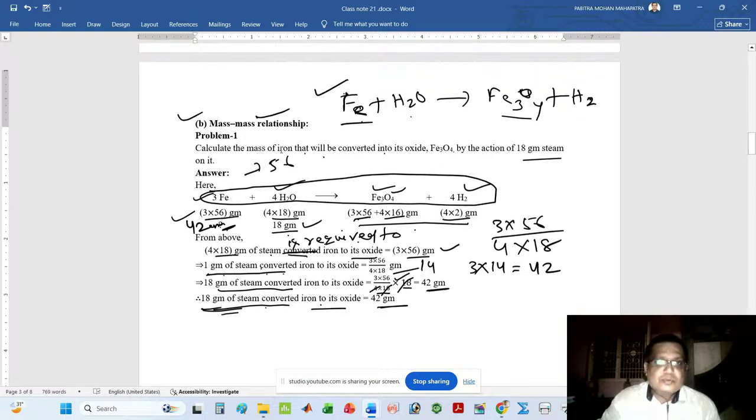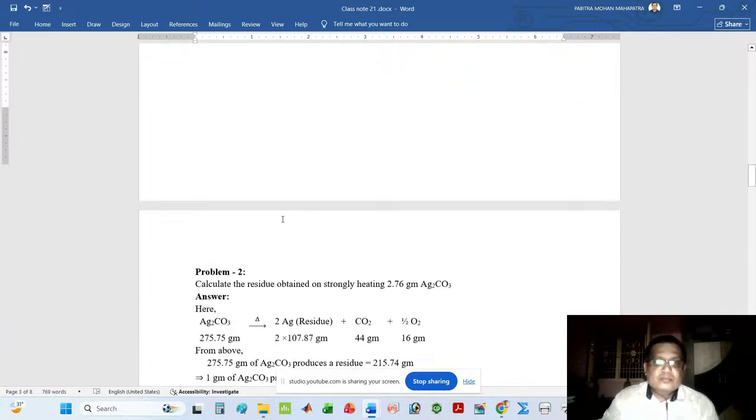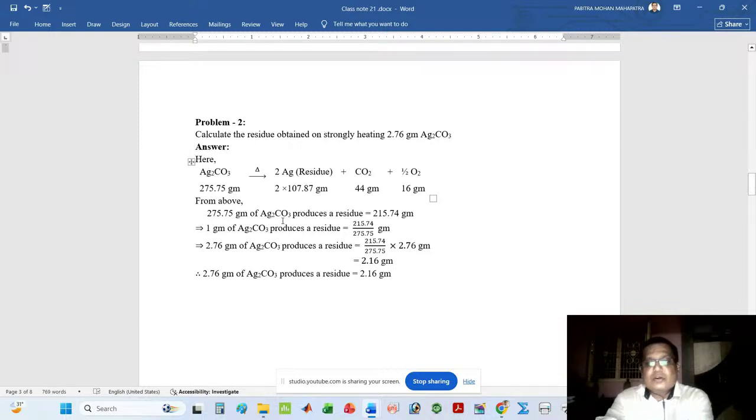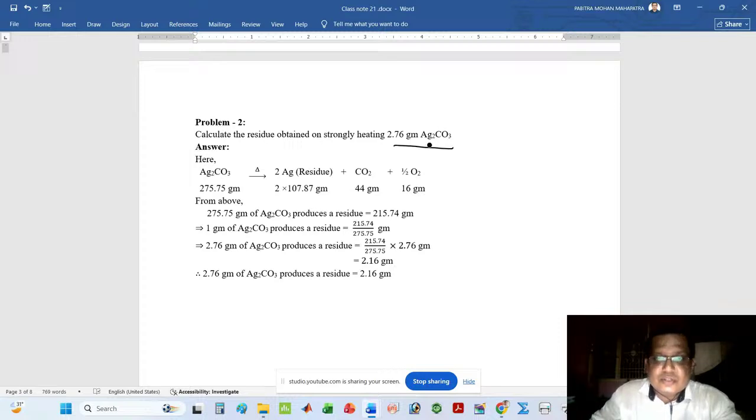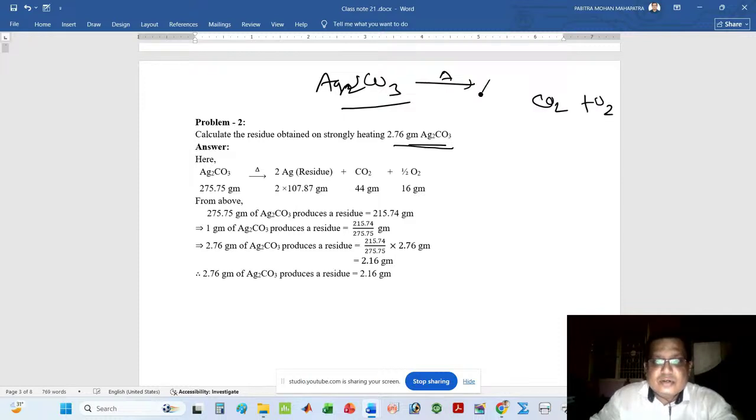Next, move to problem number 2. Calculate the residue obtained on strong heating of 2.76 gram of Ag2CO3. That means here the reactant is what? Ag2CO3. It is subjected to heating. After heating, what happens? Actually, carbon dioxide and oxygen are formed, and the residue is silver.